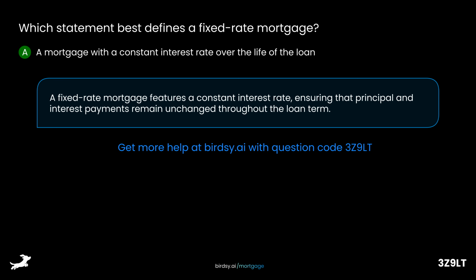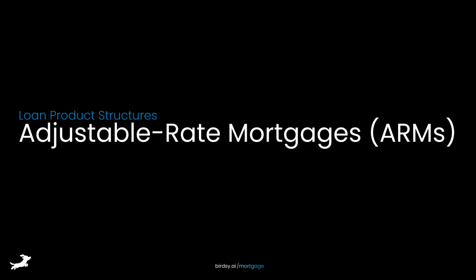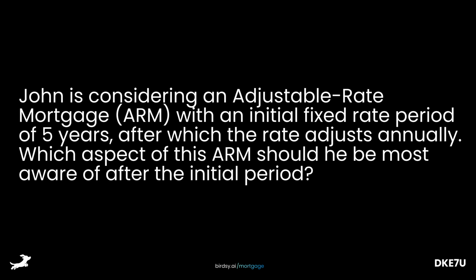A fixed-rate mortgage features a constant interest rate, ensuring that principal and interest payments remain unchanged throughout the loan term. Adjustable-rate mortgages. John is considering an adjustable-rate mortgage with an initial fixed-rate period of 5 years, after which the rate adjusts annually. Which aspect of this ARM should he be most aware of after the initial period?